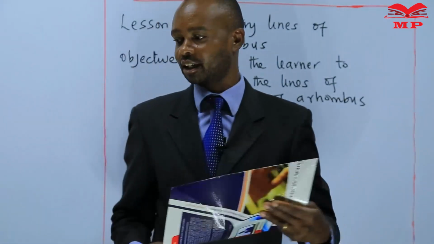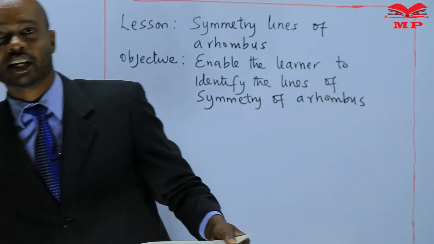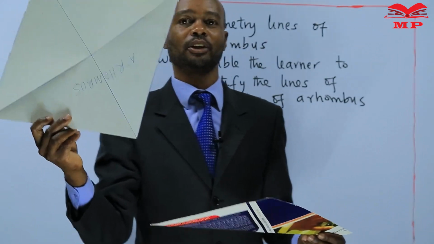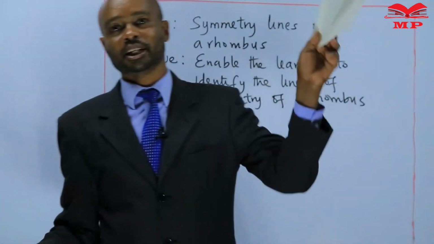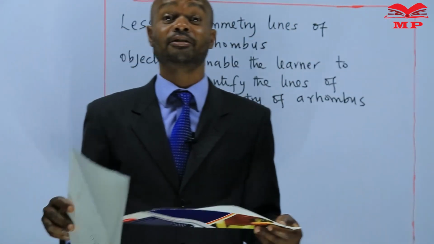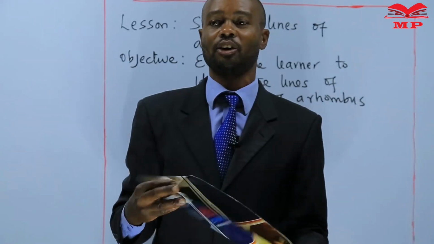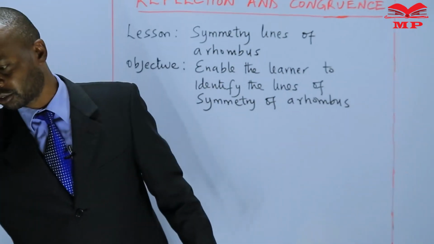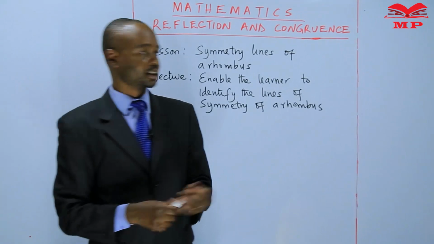So what do we discover? We discover that a rhombus will have two lines of symmetry, but a parallelogram does not have any lines of symmetry. That's one of the most important things we notice.